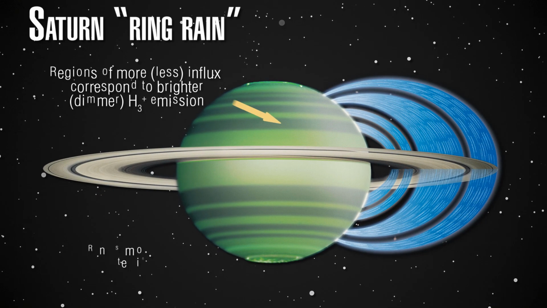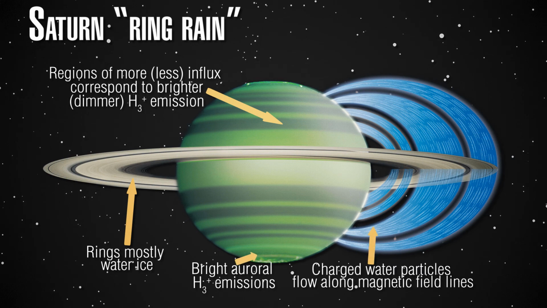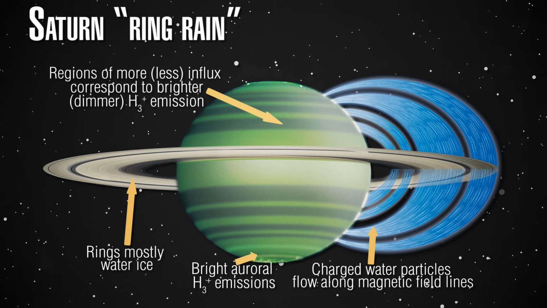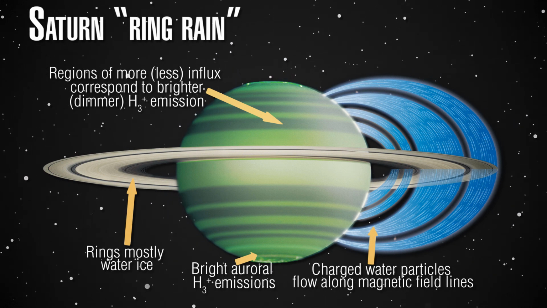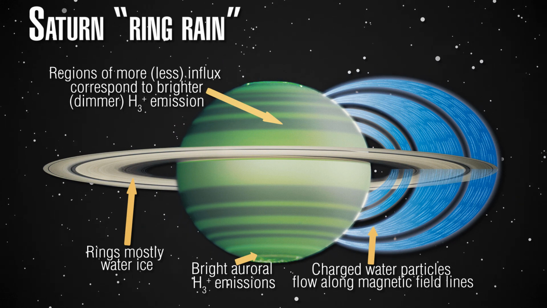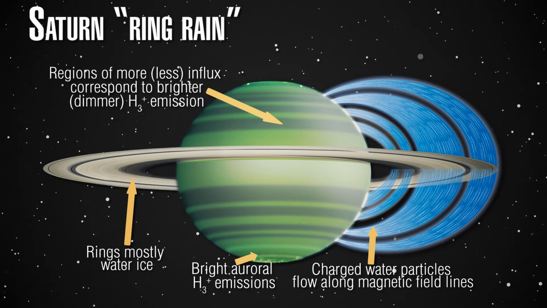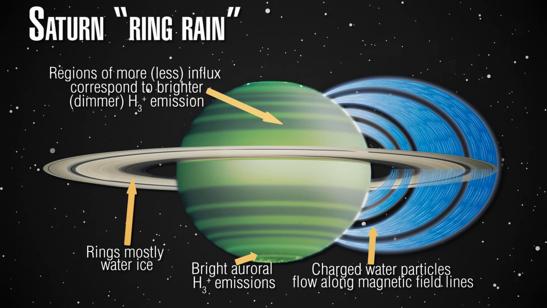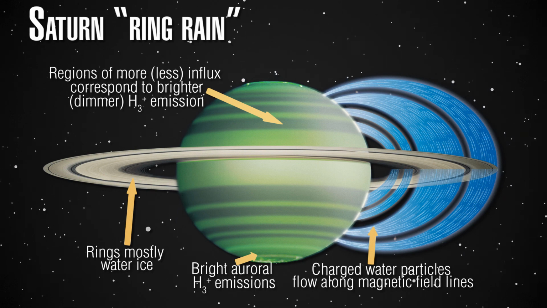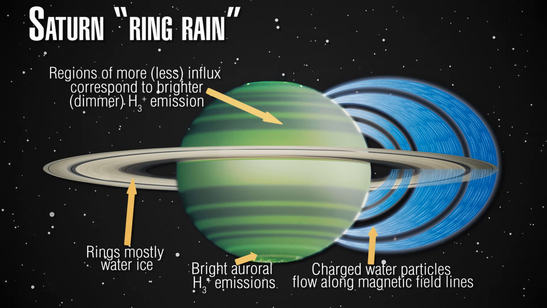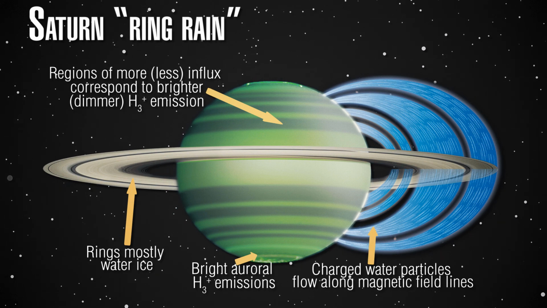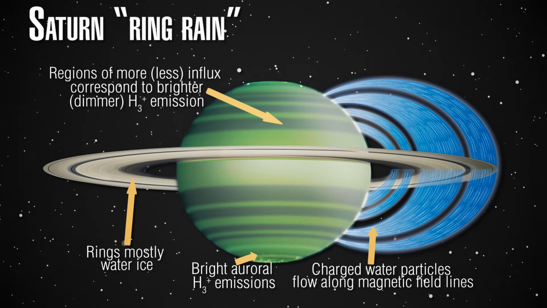So here's then a diagram of this ring-rain process altogether, okay? So first, you have Saturn and its ring plane. And in blue, I'm showing essentially where we think Saturn's rings map to Saturn's atmosphere when you follow magnetic field lines, okay? And so these regions are where charged particles from the rings might flow along magnetic field lines into Saturn's atmosphere.